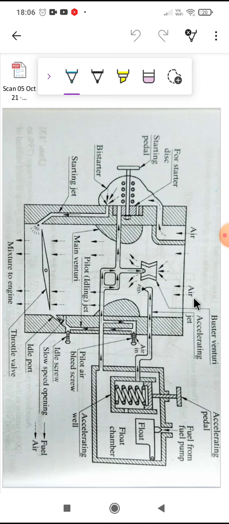So this is the somewhat complex process of the Solex carburetor. There are also a few other carburetors which we'll see in the next lecture. Thank you very much.